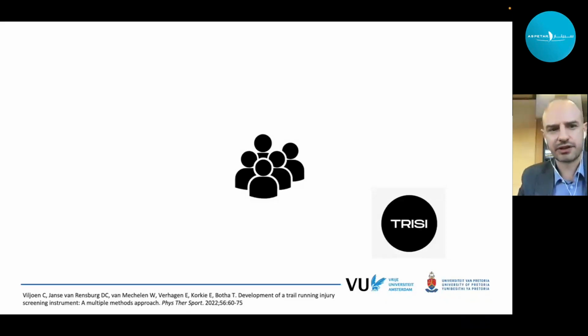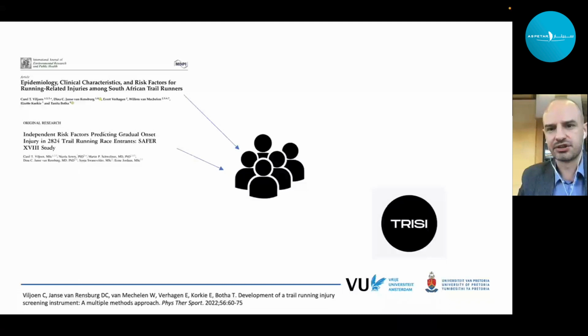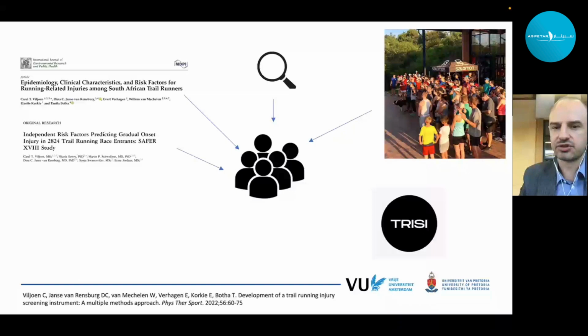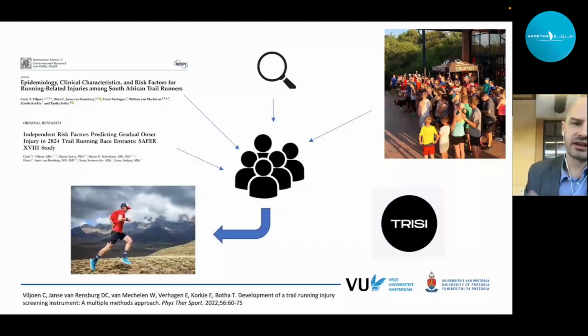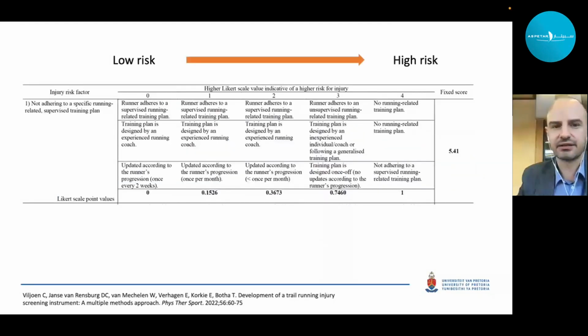So we identified risk factors in multiple studies, in literature searches. We talked to trail runners to get their perception on what is risk in trail, and we gave that to a panel of experts, and they decided which are relevant in the context of trail running. We then designed into the application Likert scale points, where for each risk factor, this is just showing one risk factor, we gave Likert scale point values to say that 0 is low risk, 4 is a high risk, and there's some content on you can pick what's relevant to your runner.